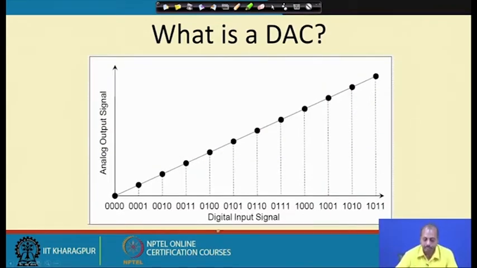So, this is the digital input signal. Maybe we are feeding from 0000 to 1011, and on the analog output signal, it increases like this. When it is 0000, the output is also 0. When the input is 0001, the output is this much, for 0010 the output is this much. So, this is the behavior of the DAC. At these count values 0000, 0001, 0010, it will output these corresponding voltages.